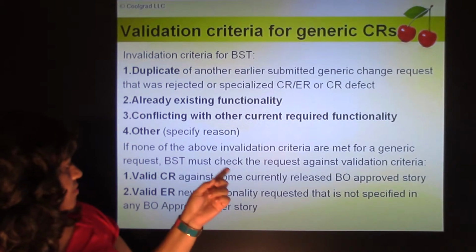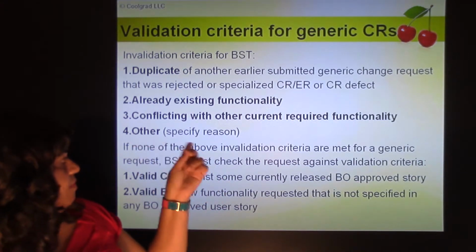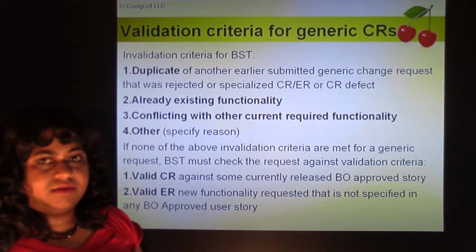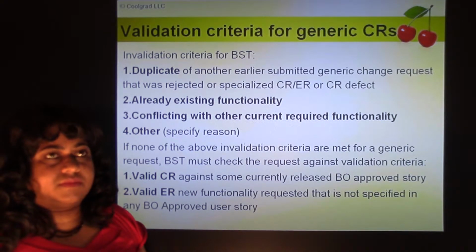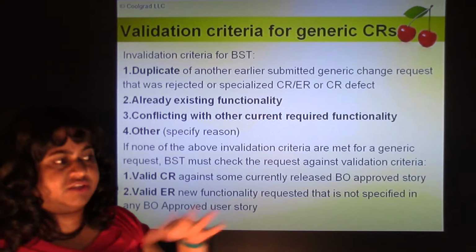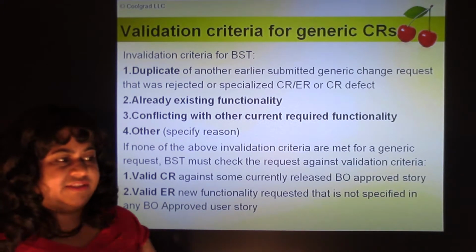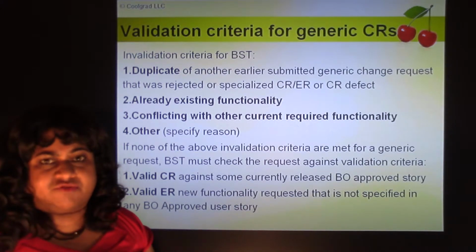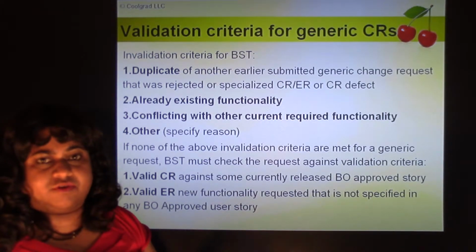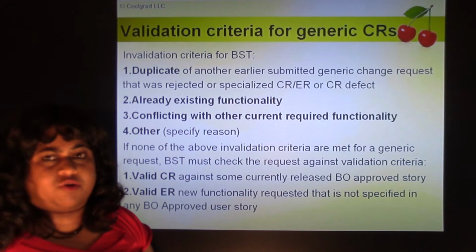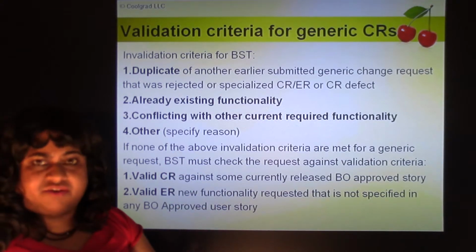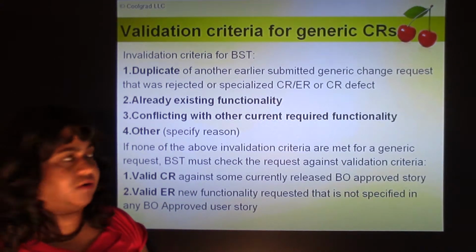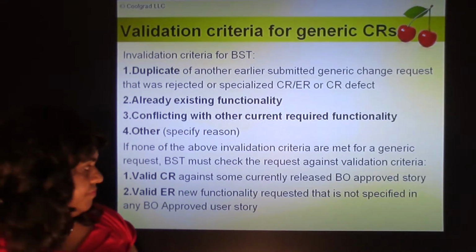Like say, it might be some special reason, like right now we don't have the budget. What you asked for is a good thing to have, but it's not significant enough, or maybe right now the management doesn't have the budget for this and they don't want to entertain this for the next 5 years, so it's rejected. So it could be any other reason. So we say other and we specify the reason and reject the CR based on all these criteria.